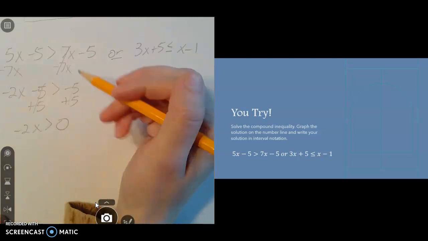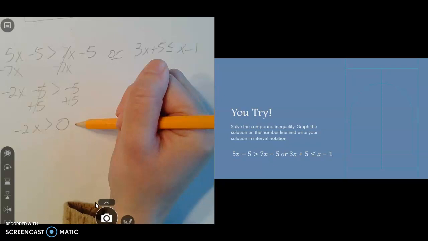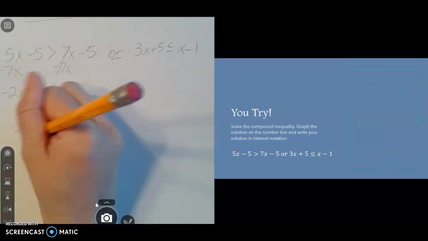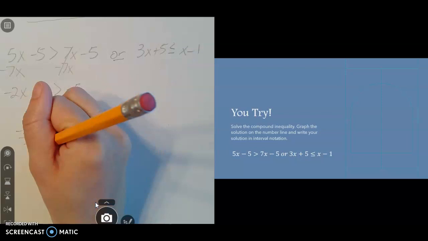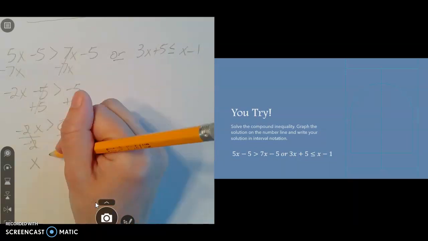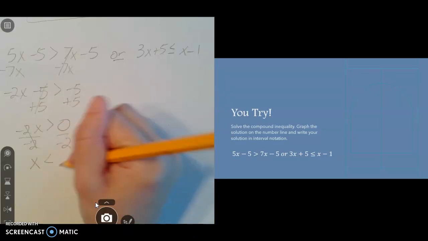Don't freak out over 0. I promise you that negative 5 plus 5 is 0, and it's not no solution or undefined or anything like that. 0 is a number too, okay? From here, the only thing I have left to do is divide both sides by negative 2. When I divide by that negative, it will switch my sign. So instead of greater than, now it's less than. And 0 divided by negative 2 is 0. That's what the first one looks like.